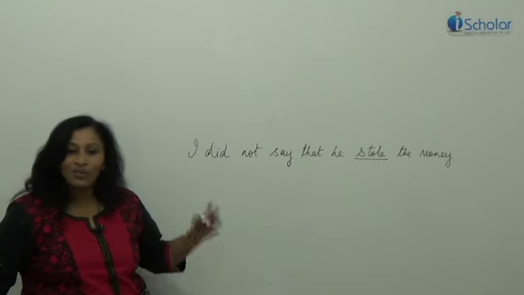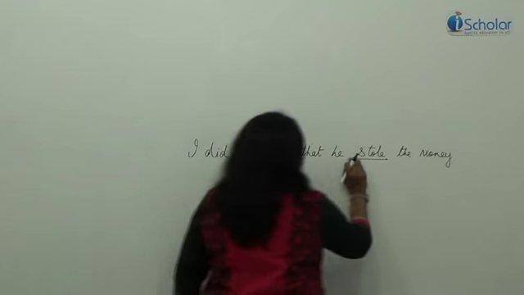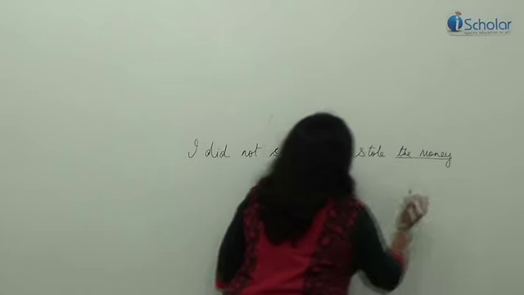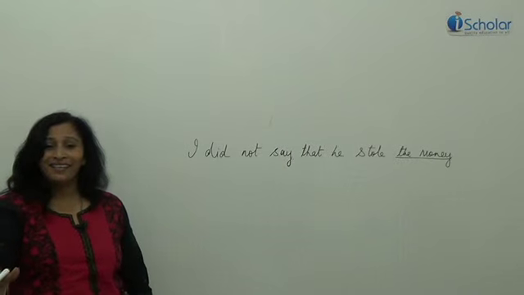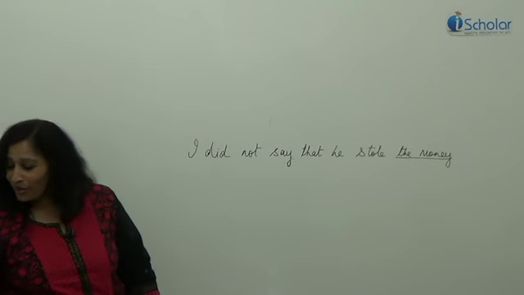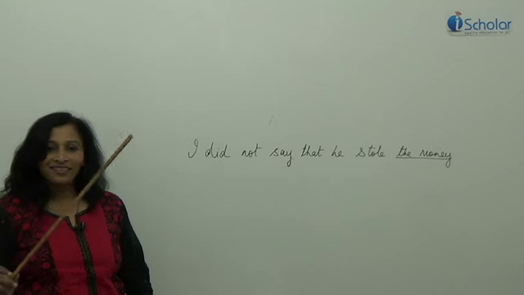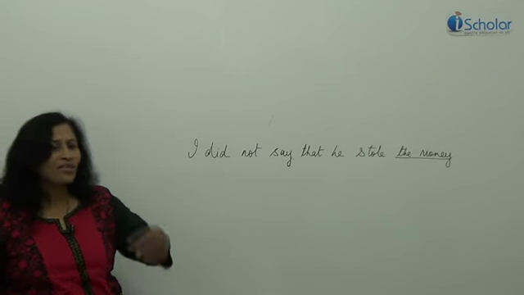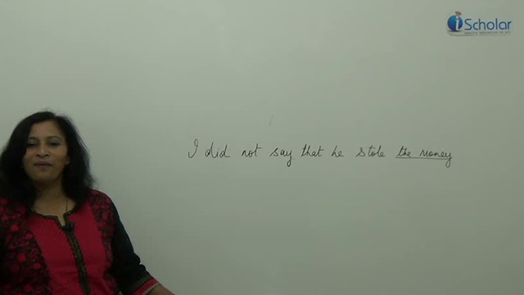I did not say he stole the money. Now the last. I did not say he stole the money. He stole the scale. You know, he stole this particular stick. That's what I'm trying to say. He did not steal the money at all. What are you talking about?